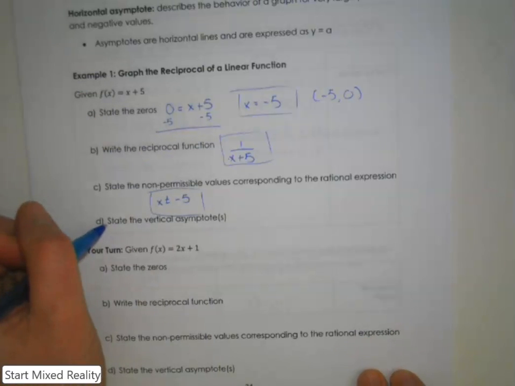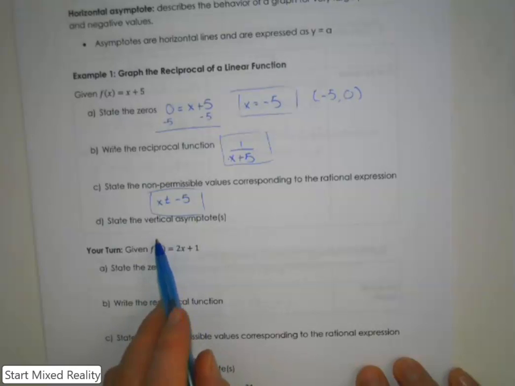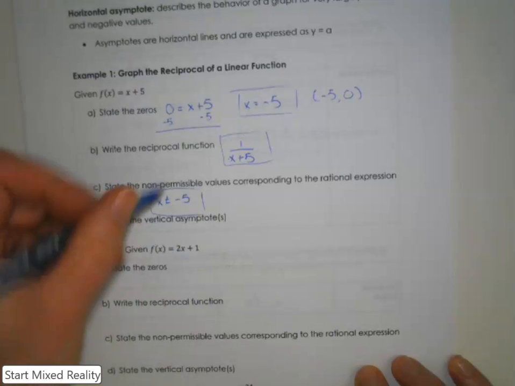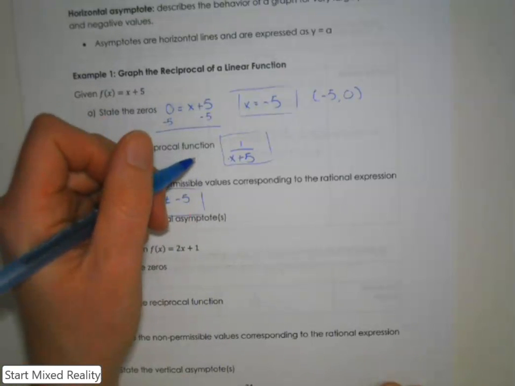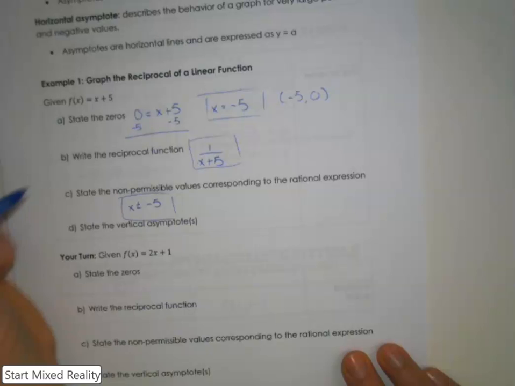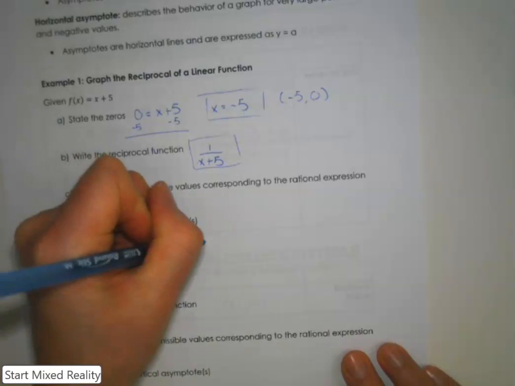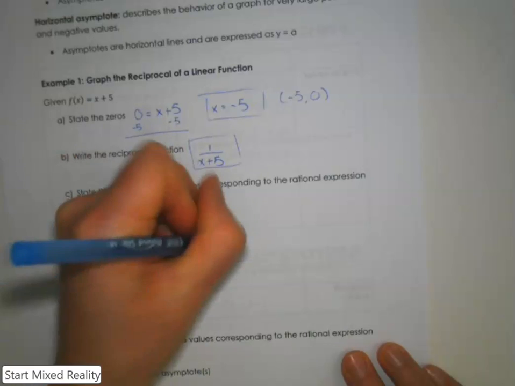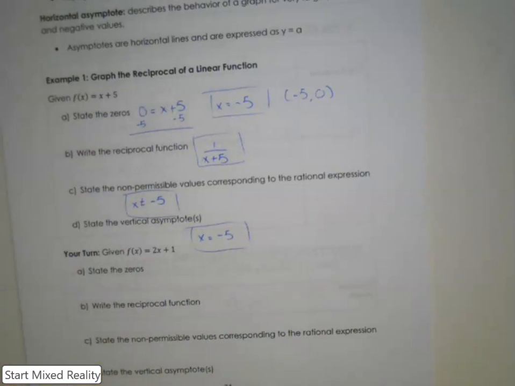Then it says state the vertical asymptote. Like we mentioned, vertical asymptotes are always going to be your non-permissible values for the reciprocal function. Remember, we write it just as x equals a. So it's going to be the same as this, except instead of saying cannot equal, it's x does equal -5.